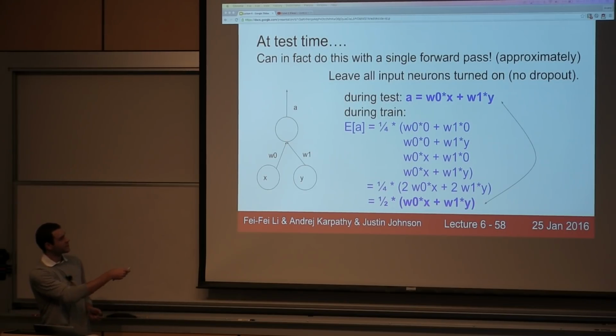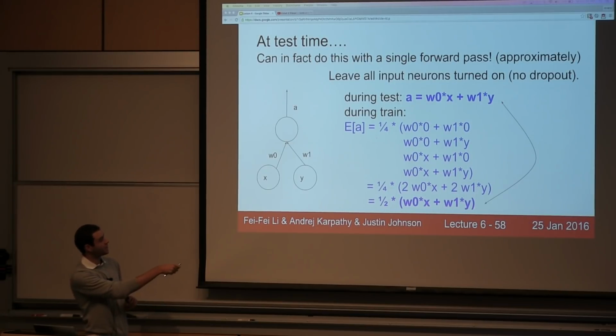So during test, say there's no nonlinearity, we're only looking at a linear neuron. During test, this activation becomes W0, which is the weight here, times X, plus W1 times Y. So that's what we want to compute at test time. And the reason we have to be careful is that during training time, the expected output of A in this particular case would have been quite different. So we have 4 possibilities. We could have dropped one or the other, or both, or none. In those 4 possibilities, we would have computed different values. And if you actually crunch through this math, you'll see that when you reduce it, you end up with 1/2 of W0X plus W1 times Y.